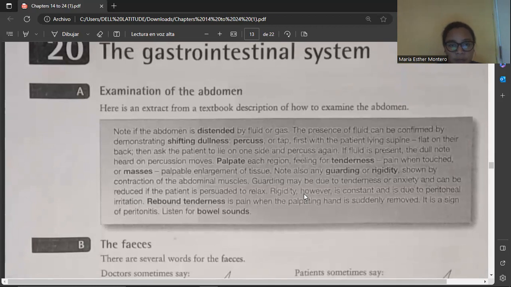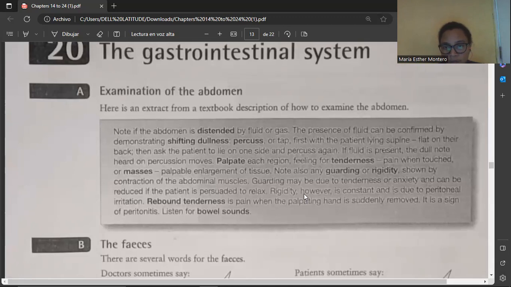Note if the abdomen is distended by fluid or gas. The presence of fluid can be confirmed by demonstrating shifting dullness to percussion. First, percuss with the patient lying supine, flat or thereabouts. Then ask the patient to lie on one side and percuss again. If fluid is present, the dullness will move.